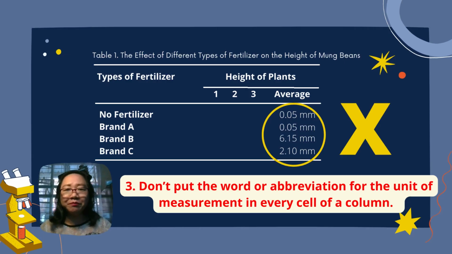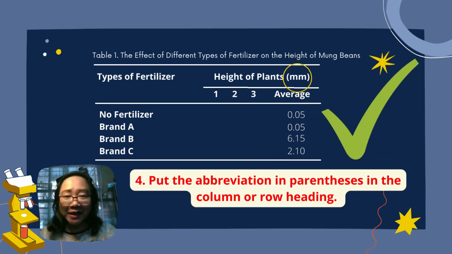Number 3, don't put the word or abbreviation for the unit of measurement in every cell of a column. Just like 0.05 millimeter, 0.05 millimeter, 6.15 millimeter, 2.10 millimeter is a great no-no. So what is correct? Put the abbreviation in parentheses in the column or row heading. Just like this one, height of plants, open and close parentheses, millimeter. And then, do not write any more millimeter in every column or cell of your table.